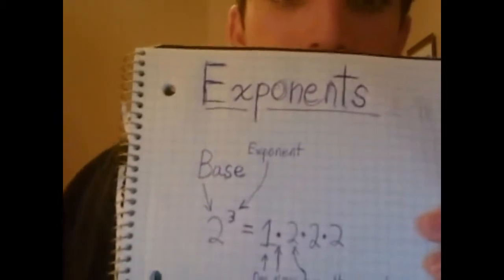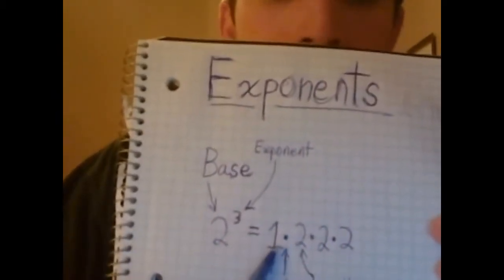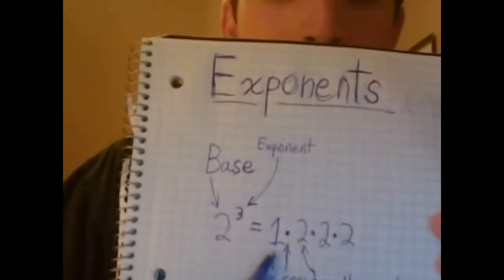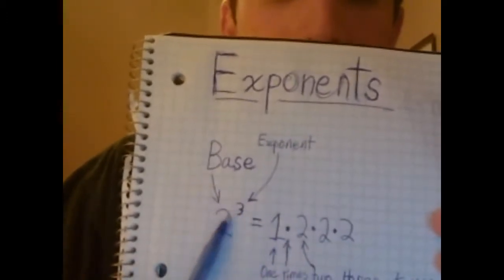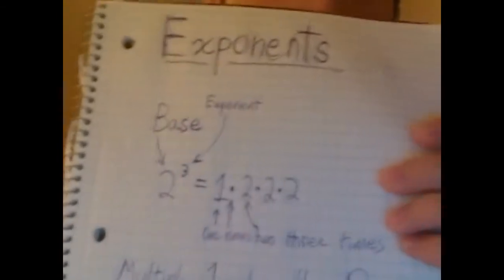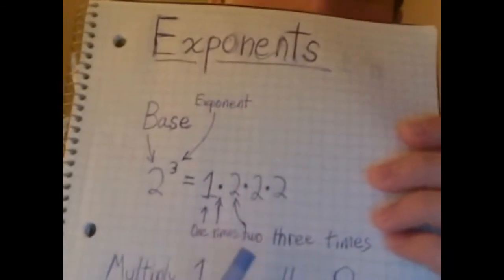And what it does is it takes the number 1 and it multiplies 1 by the base, that's 2 in this case, 3 times, because the exponent is 3. 1 times 2, 3 times. And that will equal, 1 times 2 is 2, 2 times 2 is 4, and 4 times 2 is 8.